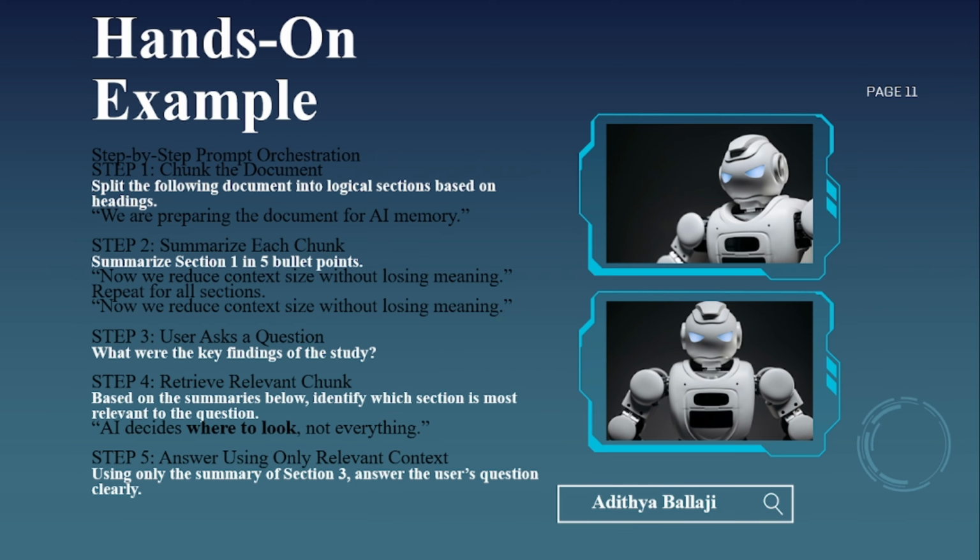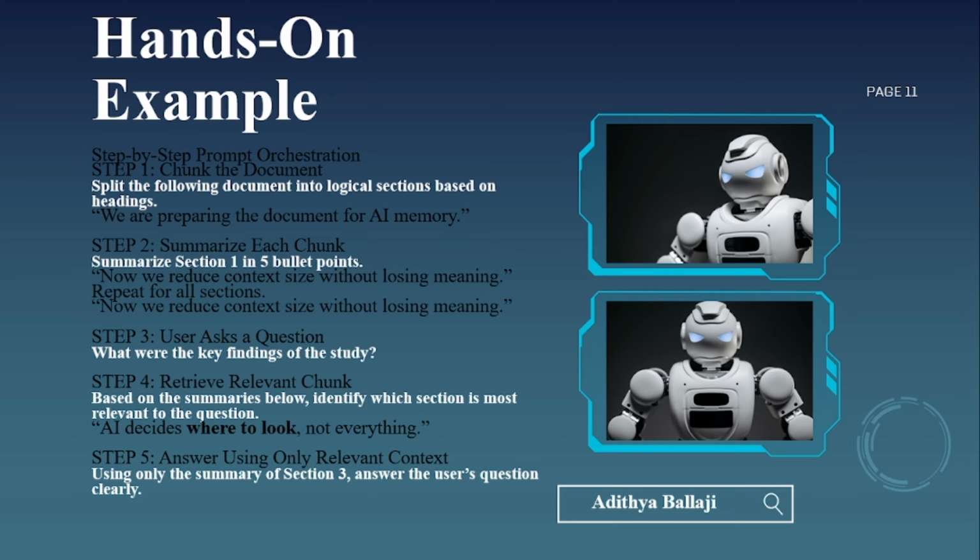Now for this, we'll see just a small example. What happens here is that I will be uploading a document and I will give the prompt like "split the following document into logical sections based on the heading." Now here what is happening is we are preparing the document for an AI memory. So we have uploaded a document on any AI platform, and we are giving a prompt like "split the following document into logical sections based on the headings."